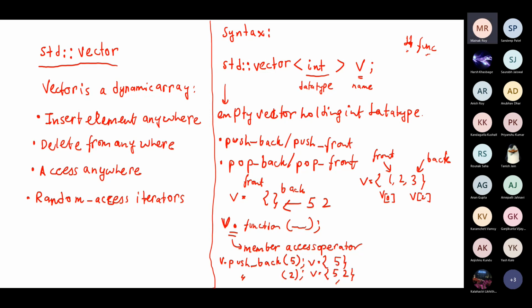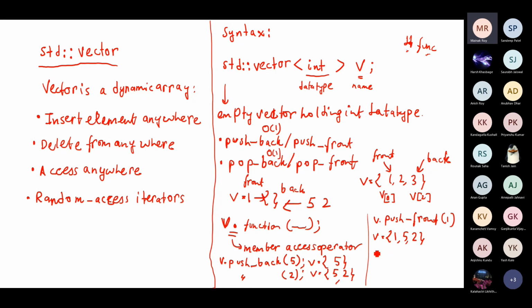Okay. And push front is similar. If you do v dot push front, say 1, now we are pushing 1 at the front of the vector. So now you will have v equals 1, 5, 2. I believe that push back has constant time complexity. This is O of 1, and pop back also is.